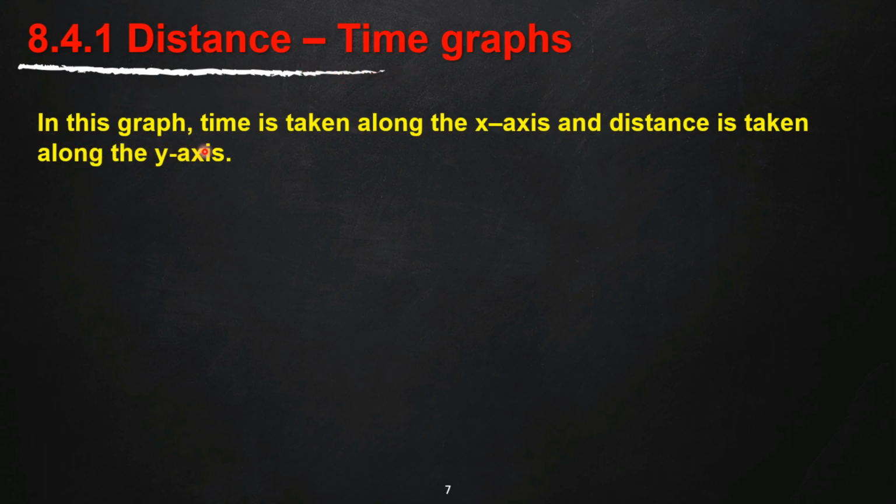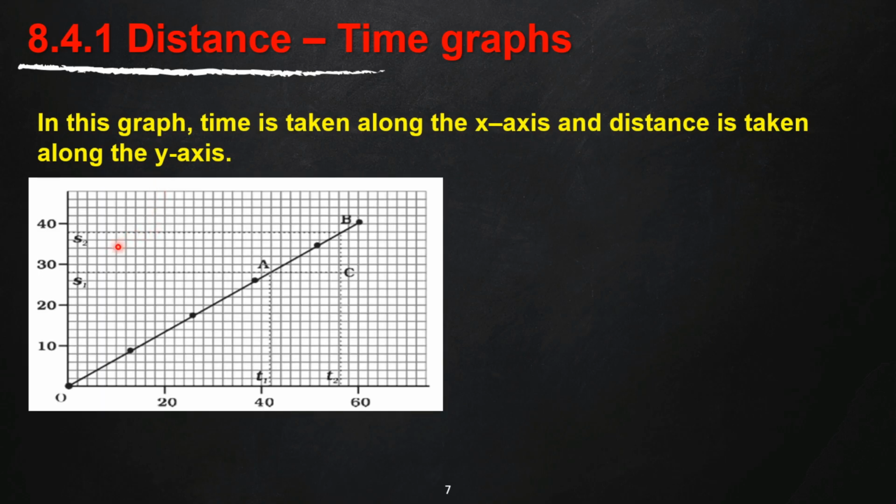In this graph, time is taken along the x-axis and distance is taken along the y-axis. So, for that, let us consider this graph. See, along the x-axis, the time is given as 20 seconds, 40 seconds, 60 seconds. And along the y-axis, distance is given: 10 meter, 20 meter, 30 meter, 40 meter, and so on.